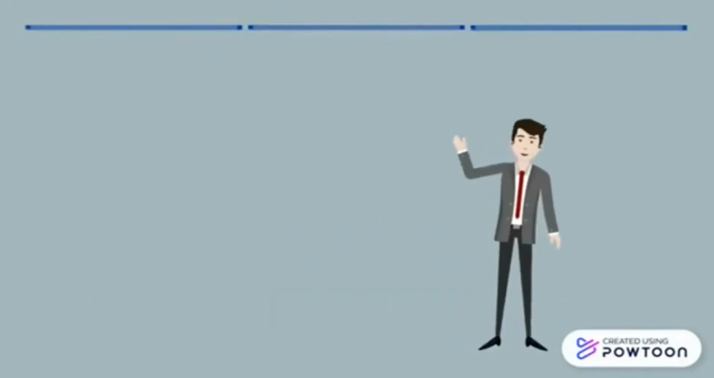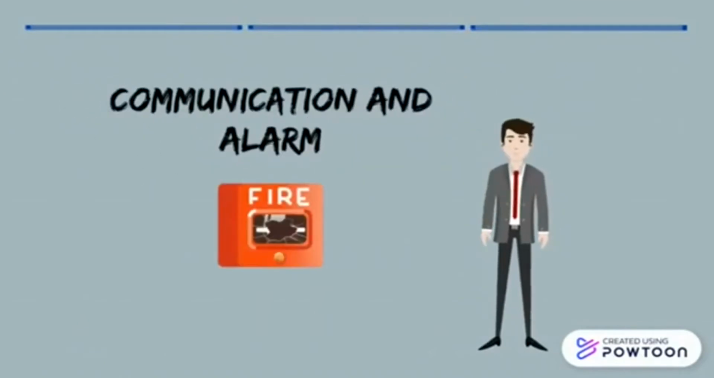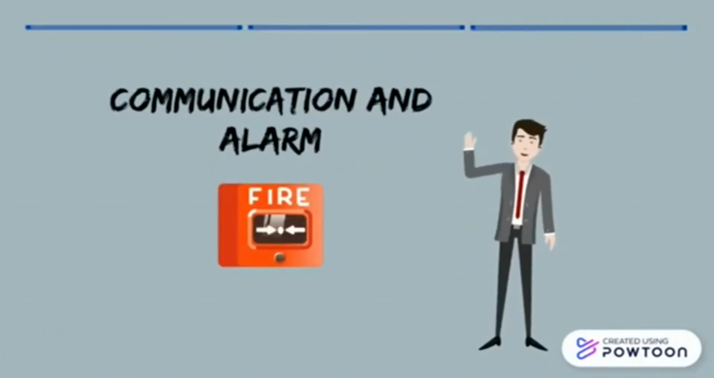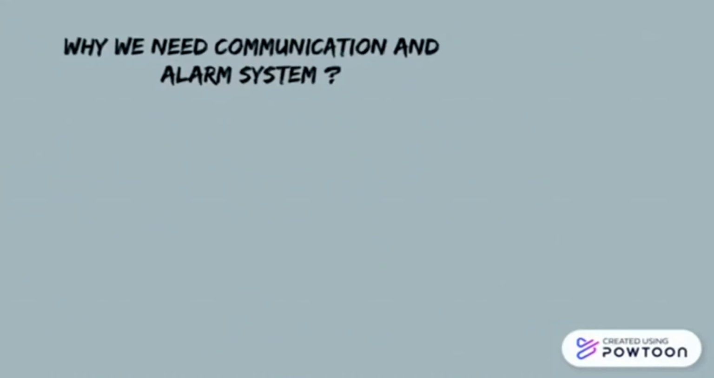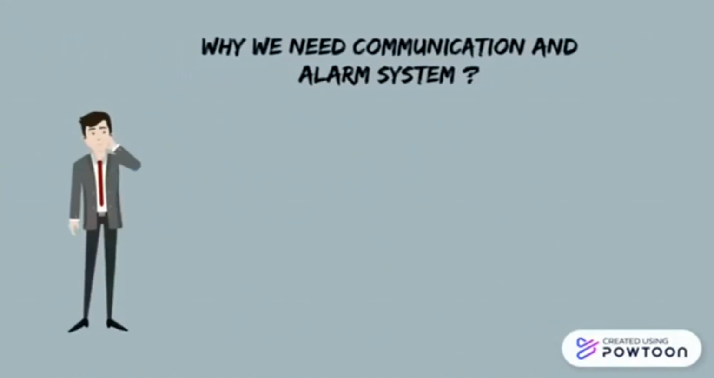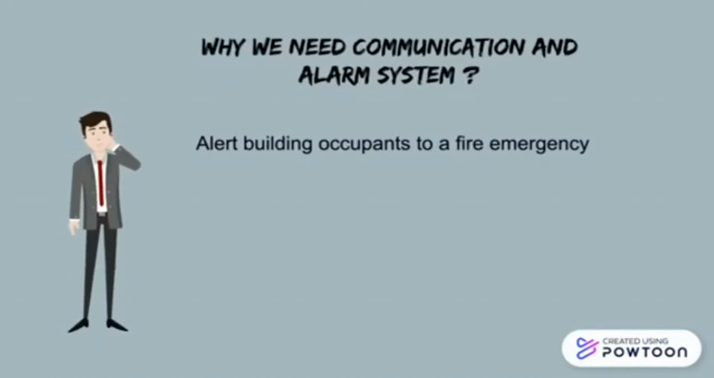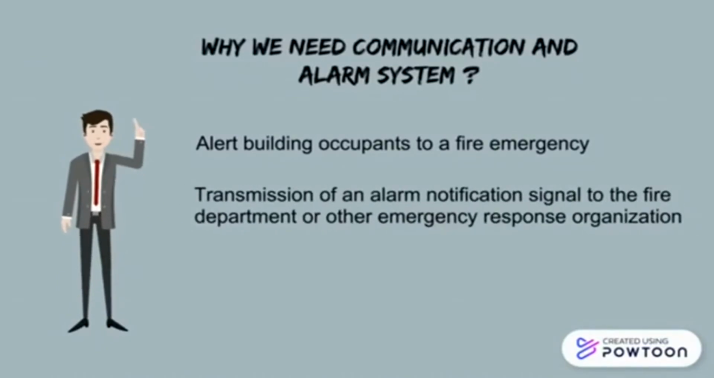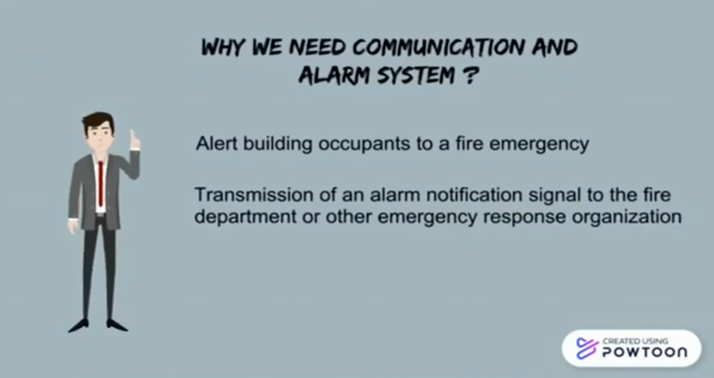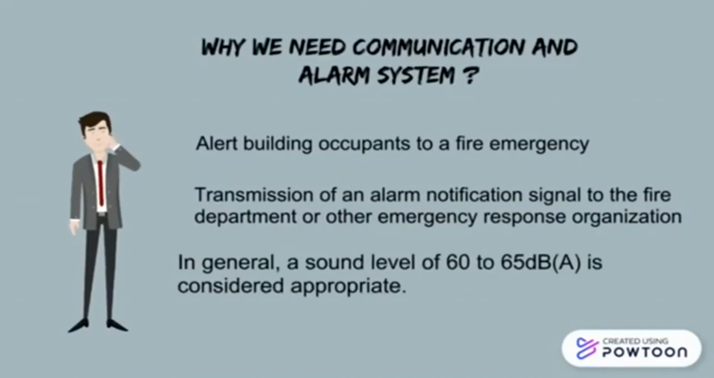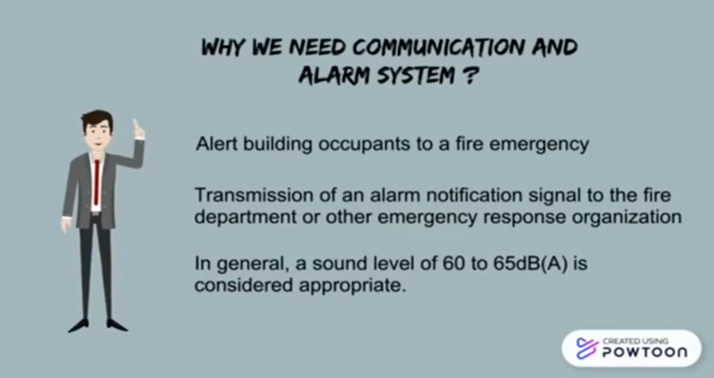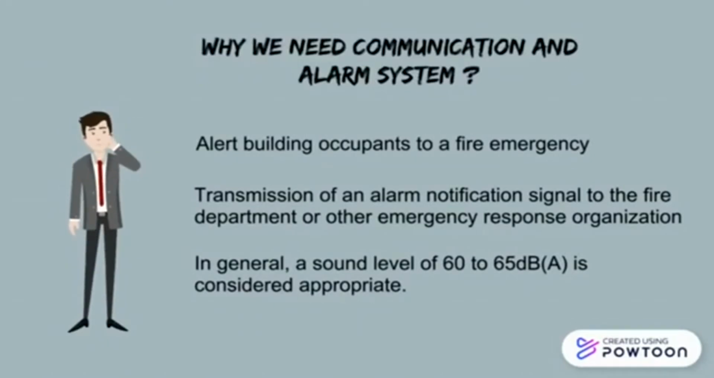So now we move to the communication and alarm. Why do we need a communication and alarm system? First, to alert building occupants to a fire emergency. Second, transmission of an alarm notification signal to the fire department. Third, in general, a sound level of 60 to 65 decibels is considered appropriate.